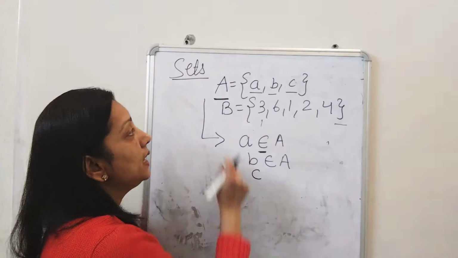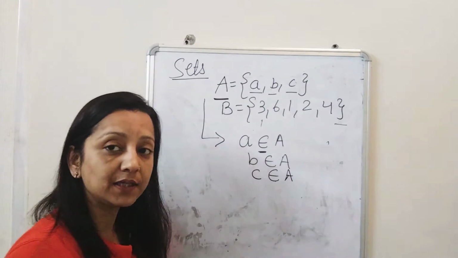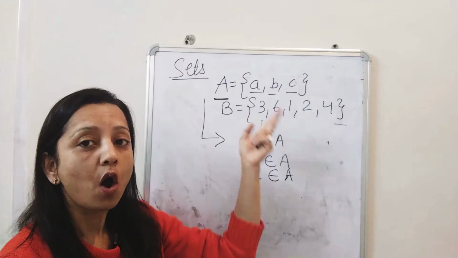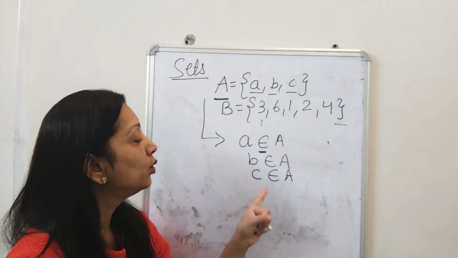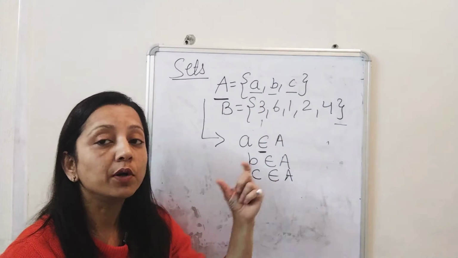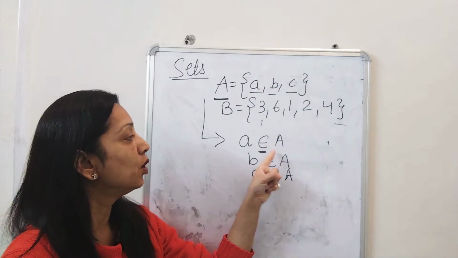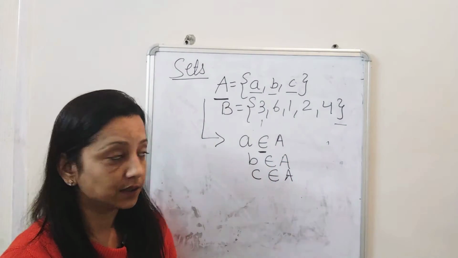Similarly, I can say that C belongs to set A. Yes, C belongs to set A, obviously, because C is a member of set A. So this is how you denote the symbol of belongs to. Whenever a member belongs to a particular set, you write A belongs to set A, B belongs to set A, C belongs to set A, like this.